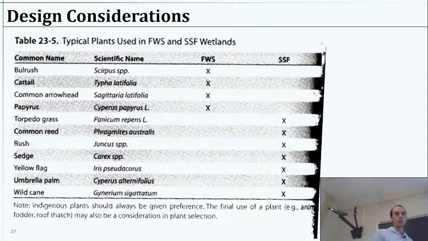So we have bulrush, cattail, common arrowhead, papyrus, all good and happy for the free water system, free water surface. And then the ones that would rather the gravel type approach and to dip their roots in but not be completely submerged would be tornado grass, the common reed, rush, sedge, yellow flag. I've not heard of several of these, umbrella palm, wild cane. So a fair number, and this is, I'm sure, not exhaustive.